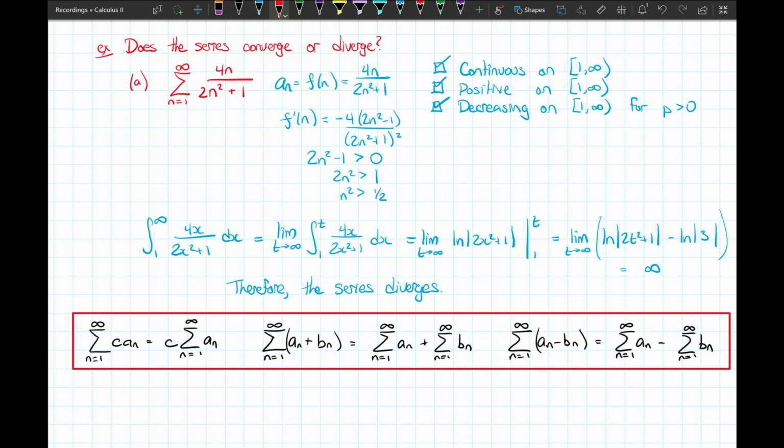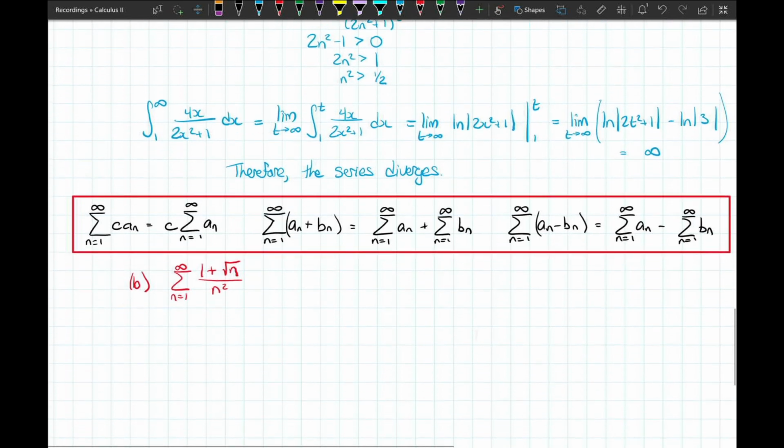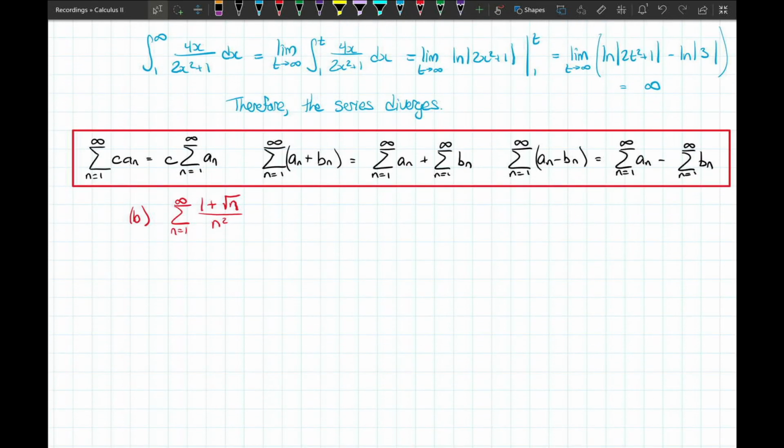Let's see how those properties might be able to help us simplify and not have to use the integral test in every circumstance. Here we've got the series of 1 plus root n over n squared. Now, right off the bat, we might not need to use the integral test here because we can split that fraction up.